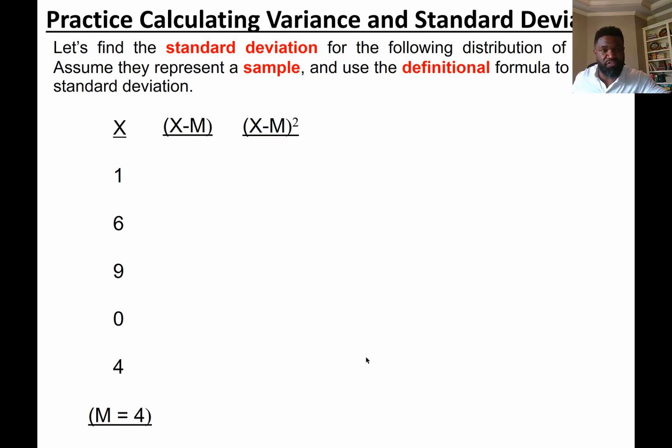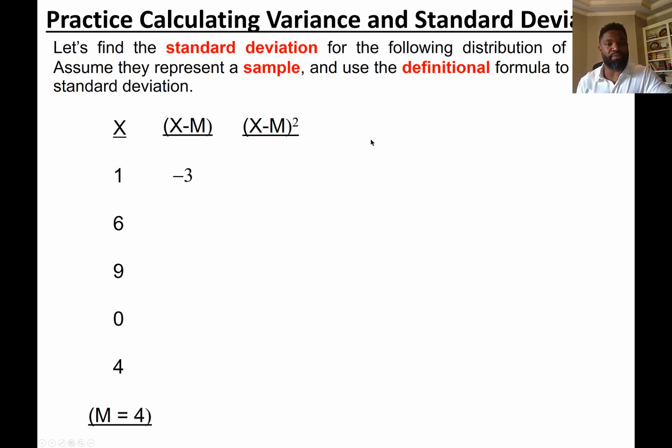And we're going to use the definitional formula to find the standard deviation. And I'm going to explain why we don't like using the definitional formulas, because it takes a long time. So the first thing we do, I gave you a set of scores, okay? We got this set of scores, and then we figured out that the mean is 4. If you're using the definitional formula, remember, first things first, you have to get the score minus the mean, and then you have to square that number.